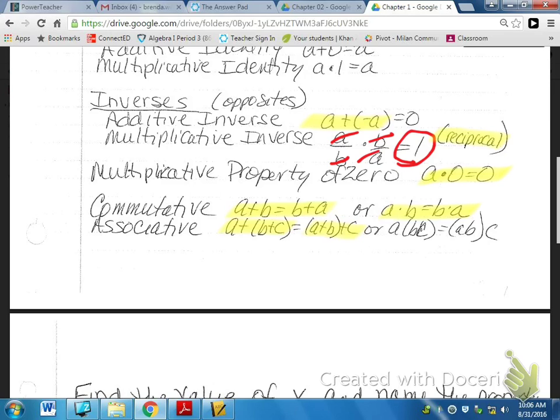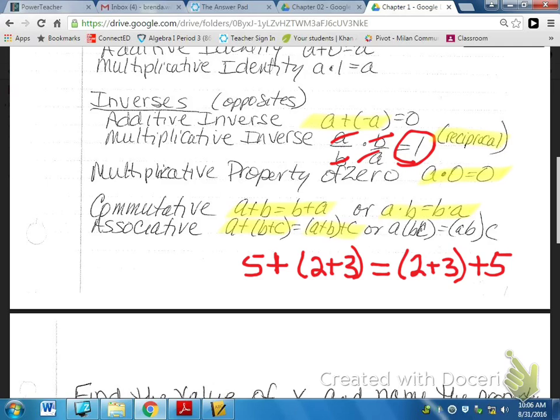Let me give you a really quick example. So you might want to write this down. If you were asked to identify properties, here's one that's kind of tricky. Let's say you saw 5 plus 2 plus 3 on the left, and on the right it was written like this. So on the left it's 5 plus the quantity of 2 plus 3, and on the right it's the quantity of 2 plus 3 plus 5. Which property is that one, Ben? Commutative.